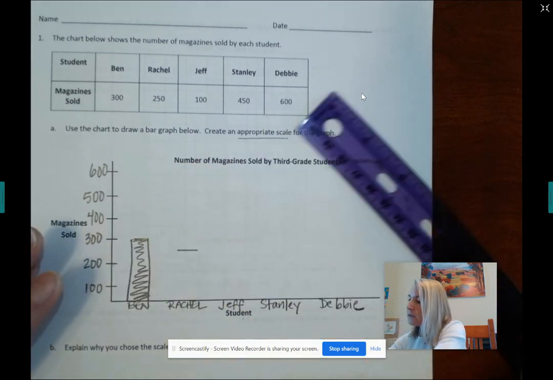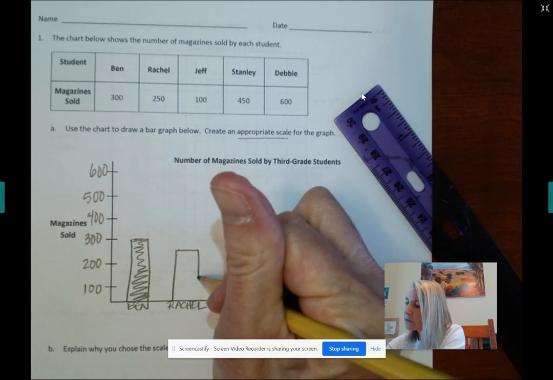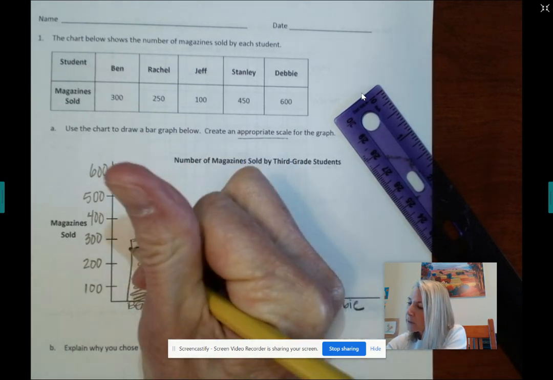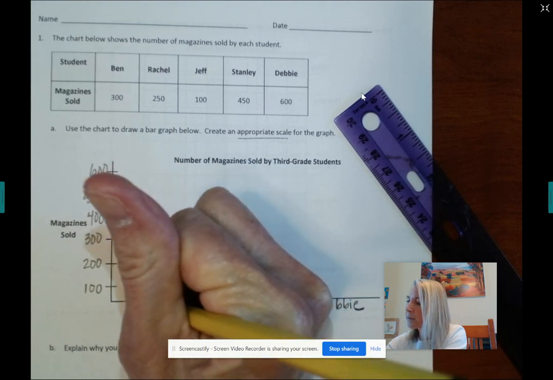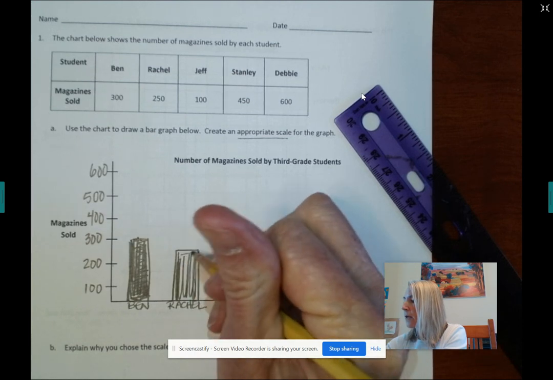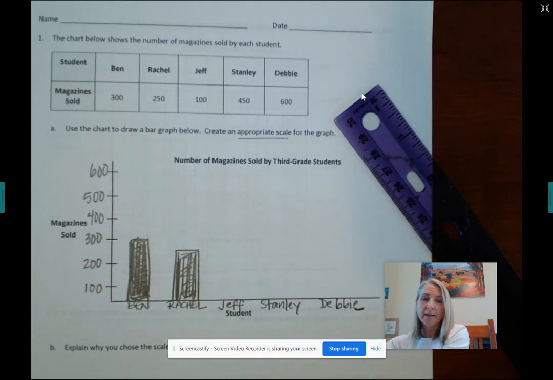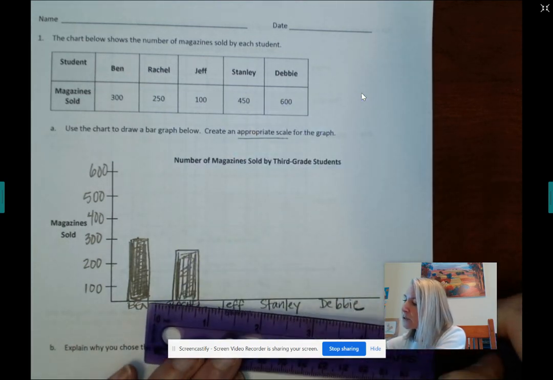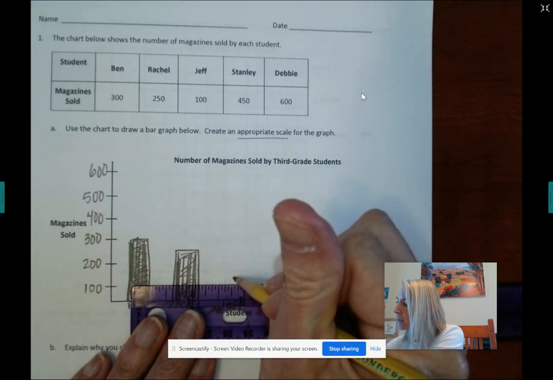So I'm going to go ahead and draw a line. Maybe I shouldn't have freehanded. That is not a very straight bar over here. Maybe I'll clean that up just a little bit. That's a little better. All right, here's Rachel. And then we have Jeff had 100. Jeff was not our highest seller, was he? All right, so here's Jeff.